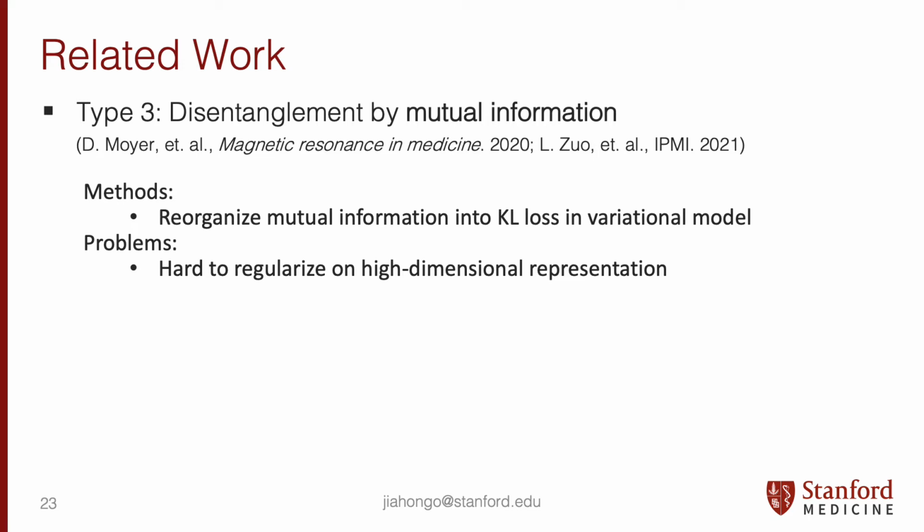And there is some concurrent work that can be summarized as the third type. They try to achieve disentanglement by mutual information. In this method, the mutual information term will be reformulated as a KL loss in variational models. But the limitation of this type of method is that it's hard to regularize a high-dimensional representation, so it limits its usage for downstream tasks.